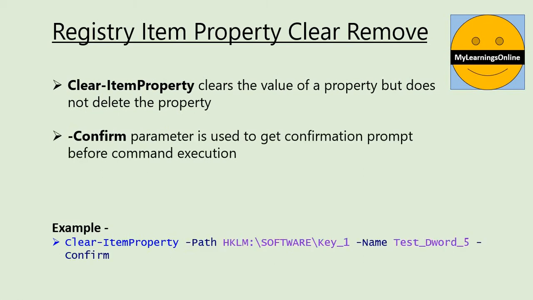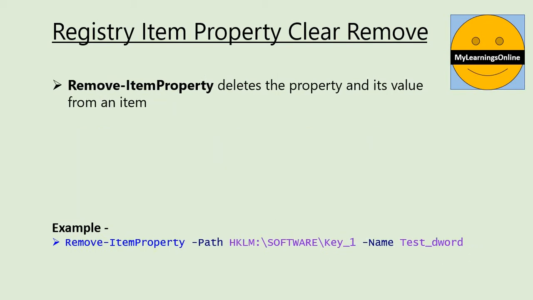Confirm parameter is used to get confirmation prompt before command is actually executed. It helps us to be double sure about our action. In example, we can see the use of this parameter.